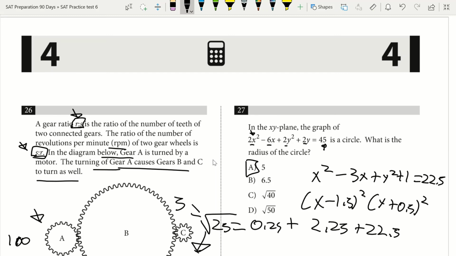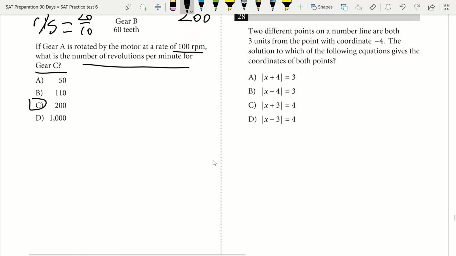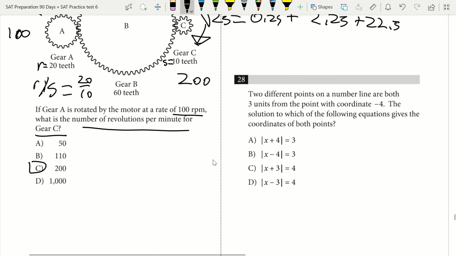All right, now I've got question 28, so I'll go ahead and scroll down there. Question 28. Two different points on a number line are both 3 units from a point with coordinate -4. Which of the following equations gives the coordinates of both points?